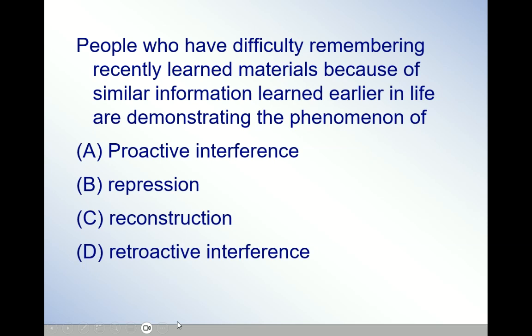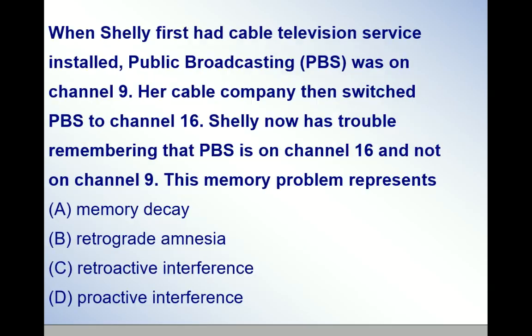People have difficulty remembering recently learned new materials because of similar information learned earlier in life. People have difficulty remembering new because of similar information learned, old stuff. Old gets in the way of the new. So this would be A, proactive interference. Old gets in the way of the new. All right, read that. The answer is old is getting in the way of the new.